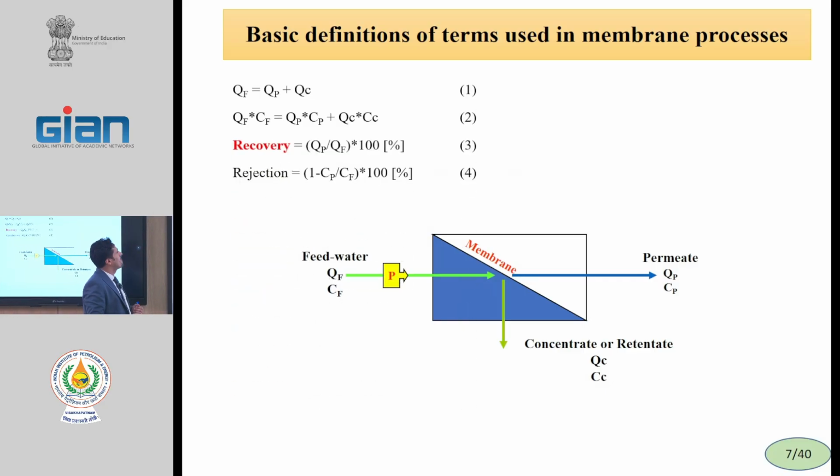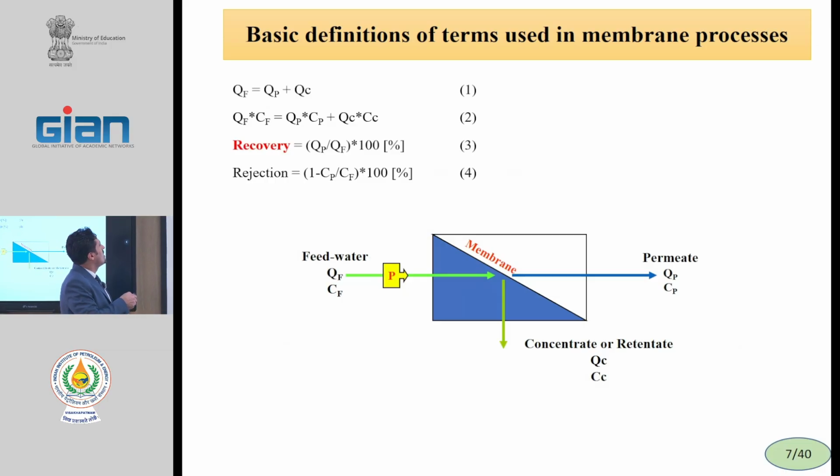Another definition is recovery. Membrane separation is a mass transfer mechanism, and we can write a mass balance for the feed and permeate. When we write the mass balance, we say that the flow of the feed equals the flow of permeate plus the flow of concentrate.